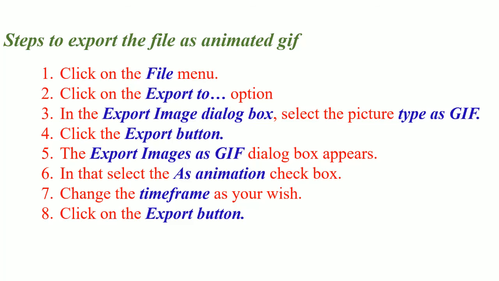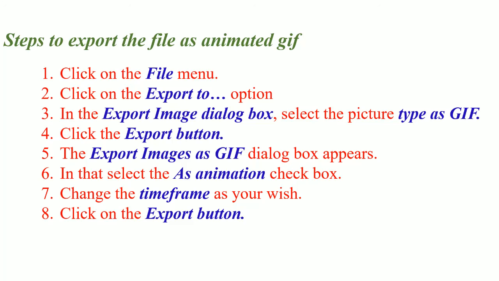Okay. How to export? Go to the file menu. I select the export to option. Then the export image dialog box opens. In that, I type the name of the file with the extension GIF and select the type as GIF. Then click the export button.